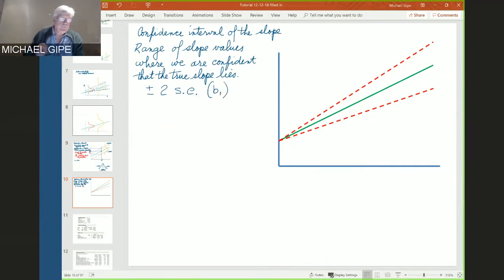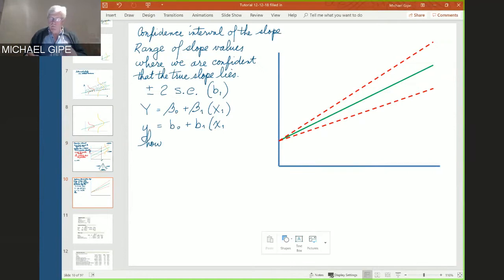So B1, for example. So if our true model, capital Y, equals beta 0 plus beta 1 times x1, and our estimated model that we have derived from the sample data we have is y equals b0 plus b1 times x1, how close is b1 to beta 1? And so we need to come up with a way to measure this standard error, right?